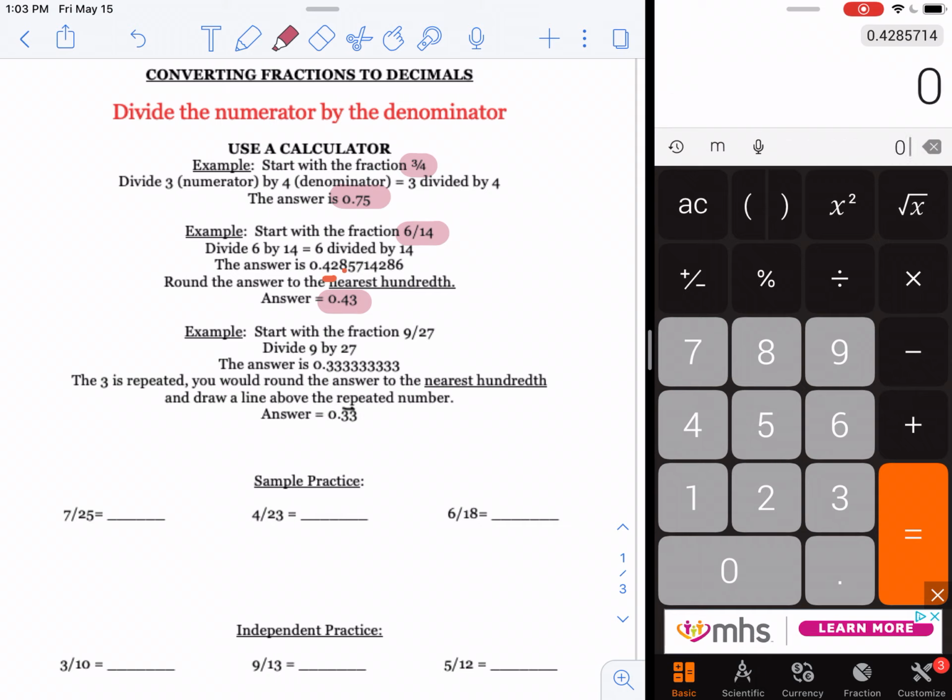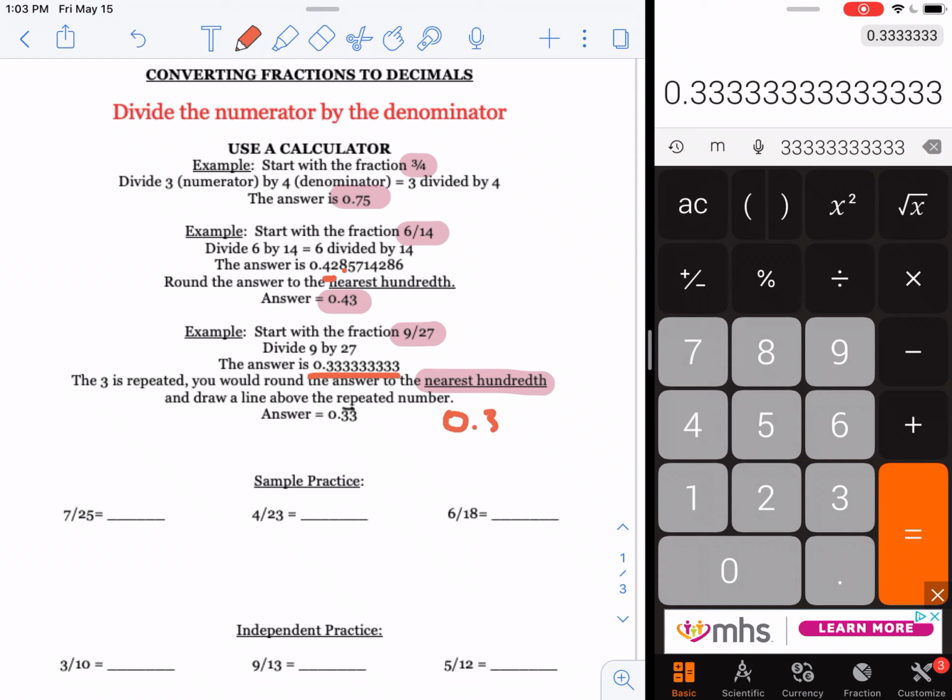Then we have our last example. We're going to start with the fraction 9/27. Again, top number divided by bottom number, 9 divided by 27. In this case, we have what's called a repeated decimal. It is 3, 3, 3, 3, 3, and it continues on. So again, we're going to round it to the nearest hundredth. The way we write that is we're going to write it as 0.33, and we're going to put a line over the 3. That is the mathematical symbol for the fact that the 3's continue to repeat. Those are going to be our 3 examples that we're going to look at.